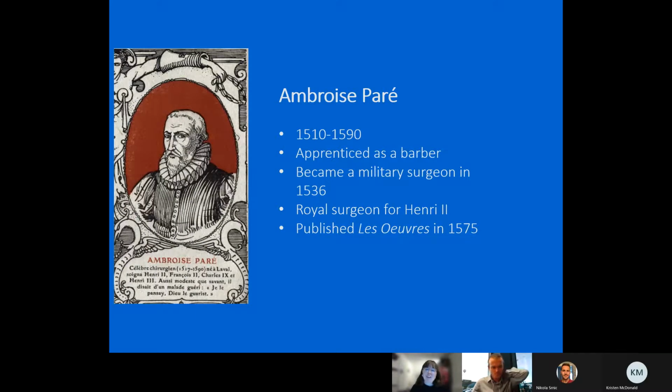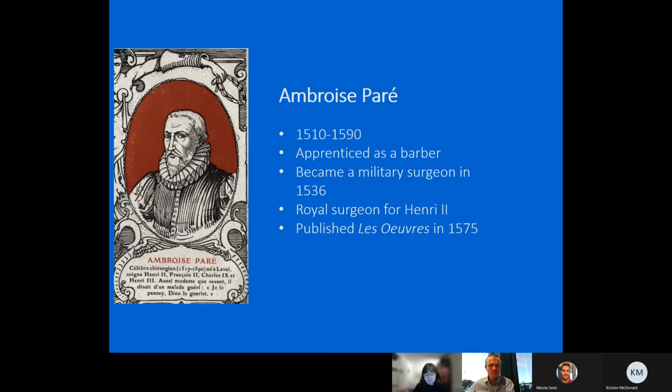This introduces Ambroise Paré. So he is the surgeon that we're going to be talking about today. There's a lovely dashing picture of him on the side there. He was born in 1510 and lived till 1590, and he was apprenticed as a barber. So he started off his career as a lowly barber surgeon. Unusual as that might sound for us today, training with a barber was actually the most common career route into surgery in the Renaissance period.